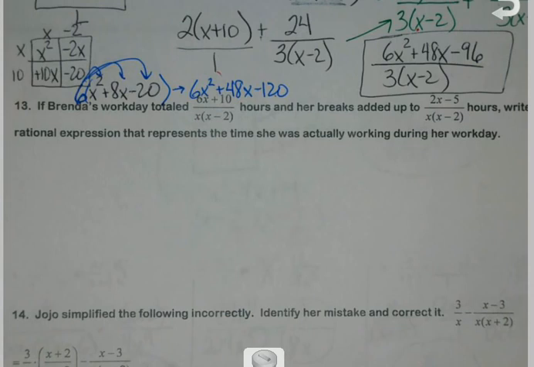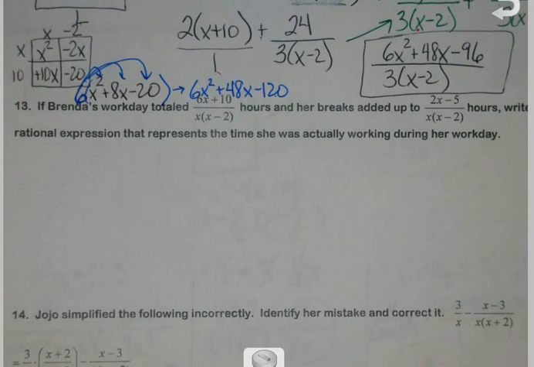Now after the crazy mother load question that now you're all telling me you're going to skip, which is not a good idea, at least do part of it. I'll ease up. So if Brenda's workday totaled 6x plus 10 over x minus 2 hours, and her breaks added up to 2x minus 5 over x plus 2 hours, write a rational expression, okay? Write an expression. It doesn't say reduce, it doesn't say simplify, it doesn't say find, it just says write an expression that represents the time she's working during a day.